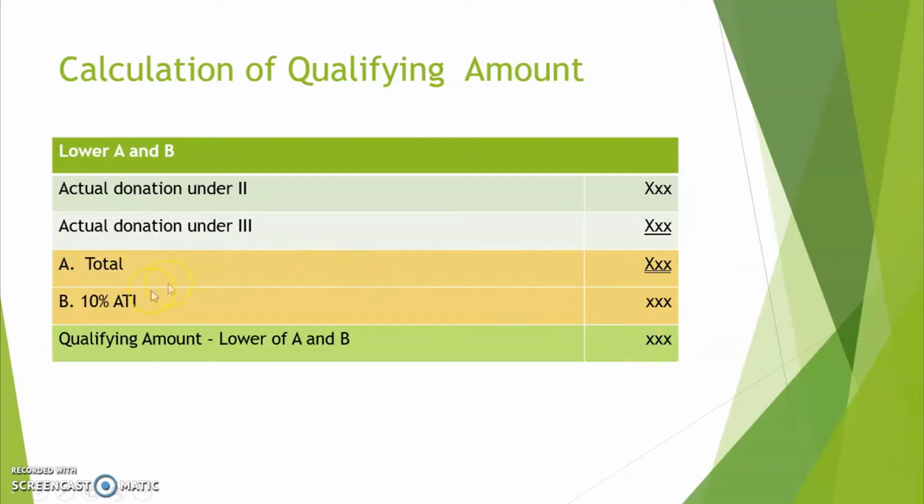Now comes the question, what is ATI? We know what these 2 items are, and this is just the total of those 2 items. Now comes the question, what is adjusted total income? Let's see how we calculate adjusted total income.